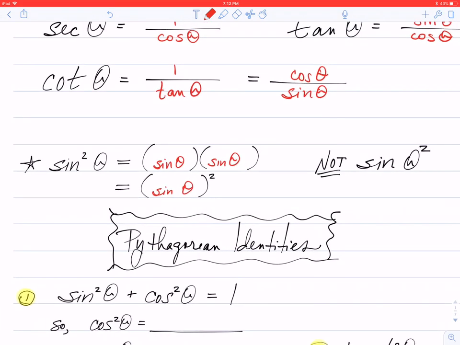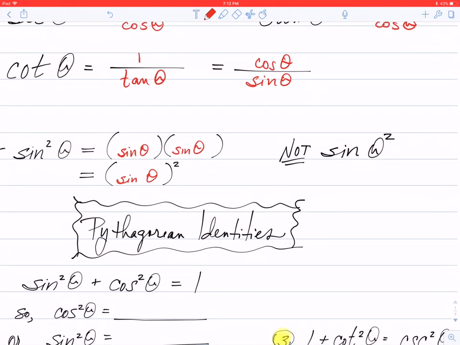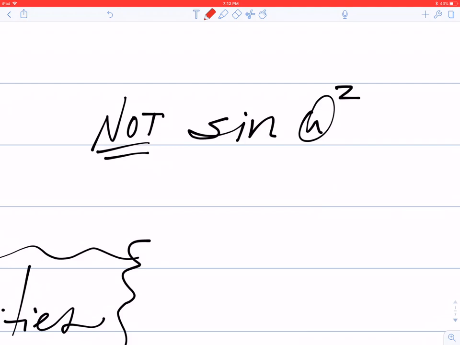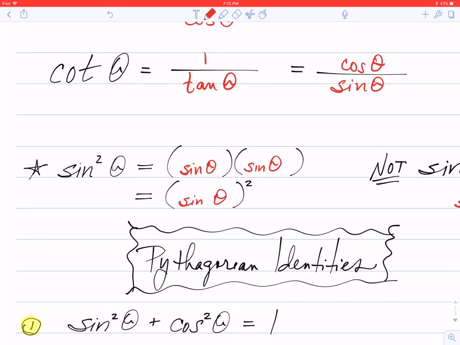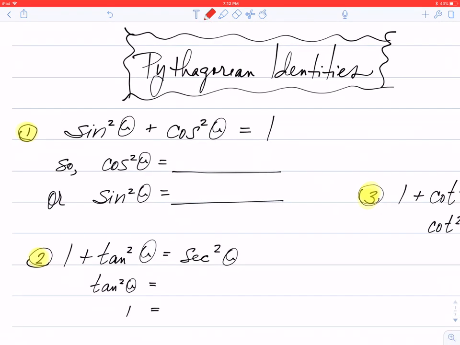However, what I don't want you to start thinking is that it's the same thing as what I've written over on the right. This is not the same thing as the sine of theta squared. Sine of theta squared simply means that theta alone is being squared, where I have a sine of a theta times a theta. That is not what we were looking at the beginning. So when in the Pythagorean identities, you see something like this right here where it says sine squared of theta, understand that this is the entire trig function times itself.